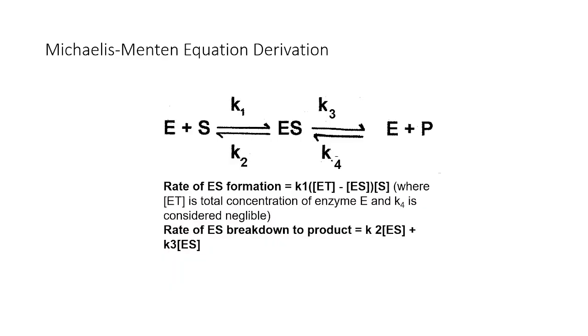Now the Michaelis-Menten equation is very important. It's basically understood as E plus S, where E is the enzyme, S is the substrate, and K1, K2, K3, K4 are all the rate constants that are associated with it. Then you have ES, and E and P. So what will be the rate of ES formation? That is K1 of (ET minus ES) into the substrate concentration, where ET is the total concentration of the enzyme, and K4 is considered negligible because it's not coming back from the product to the previous state.